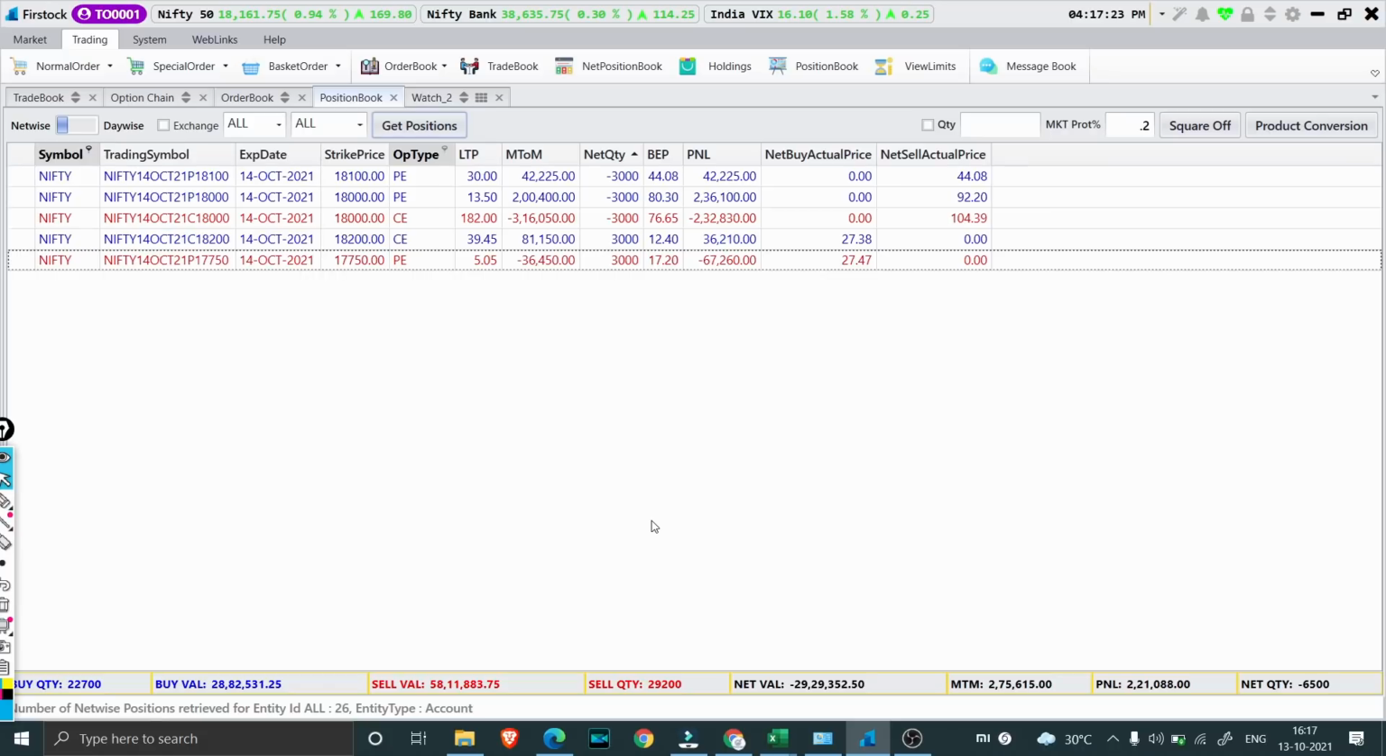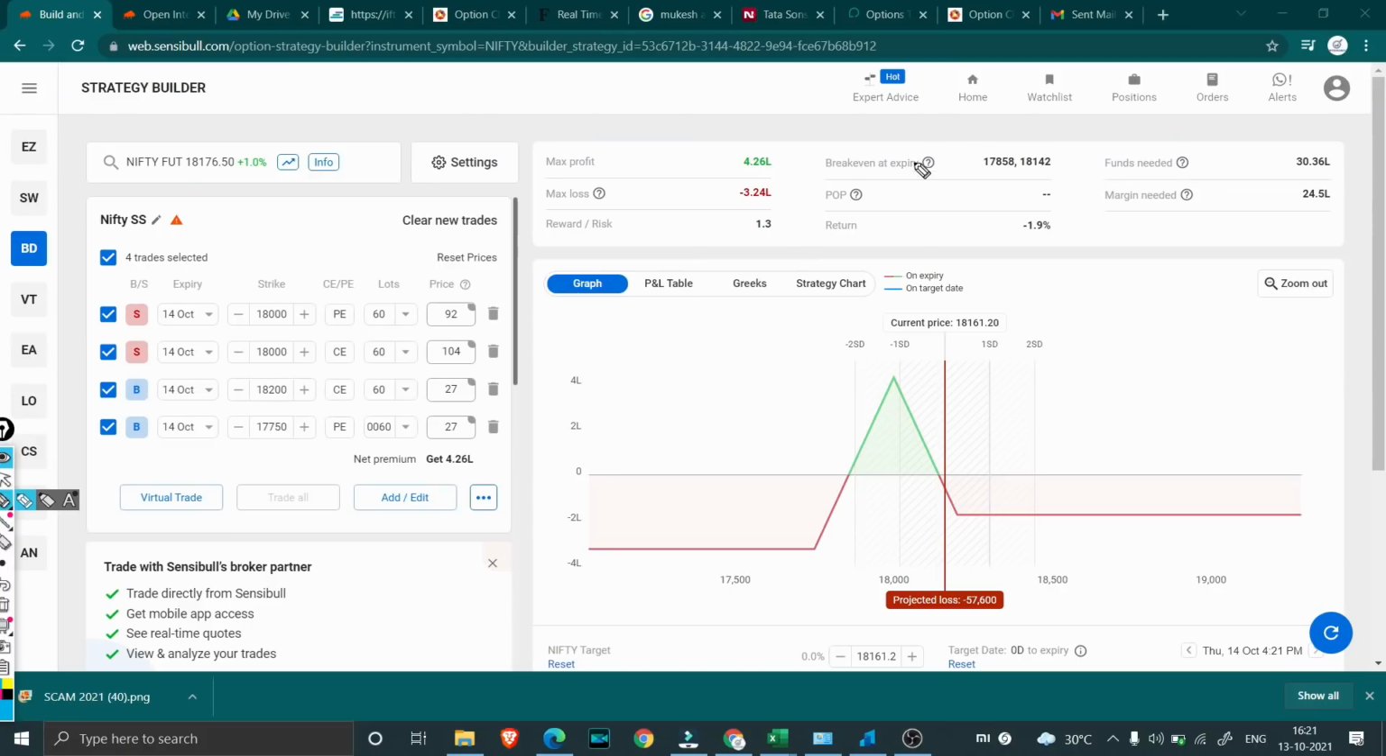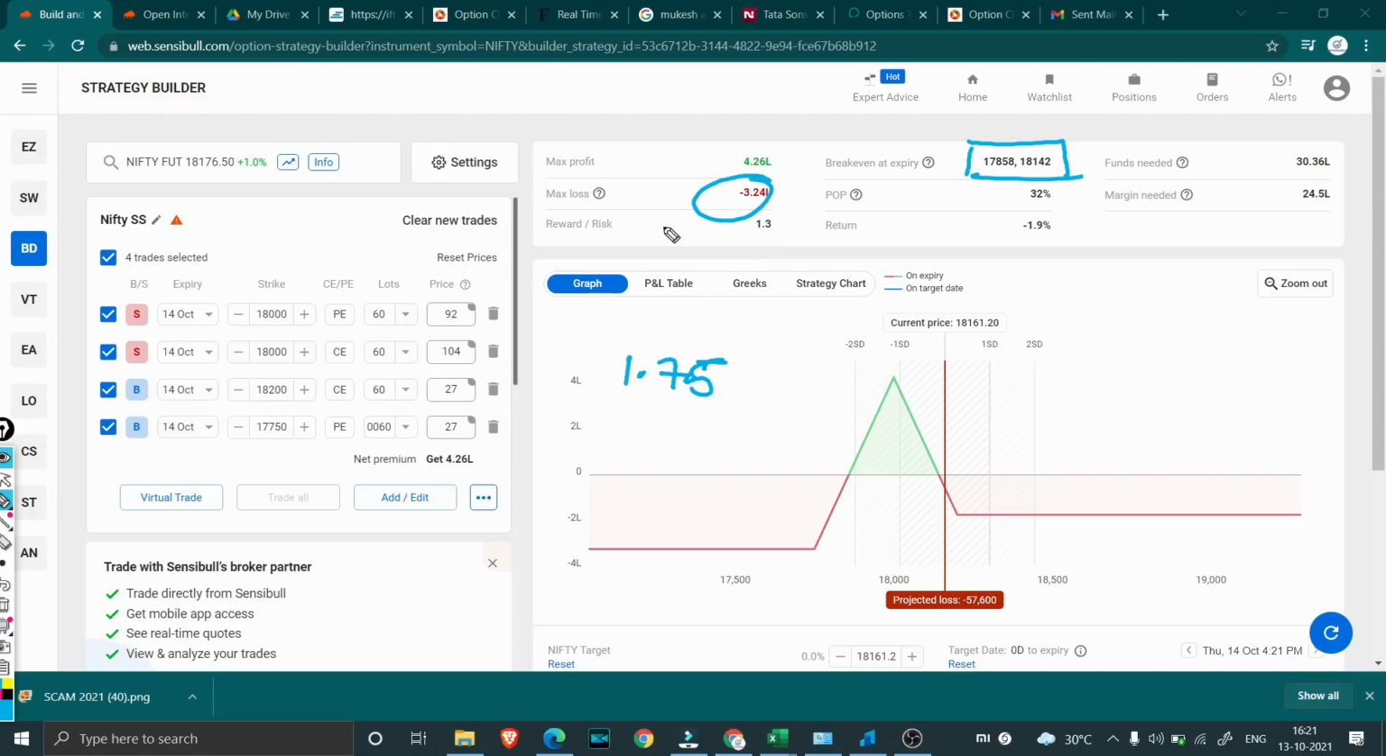So if we look at the actual prices in Sensibull, 92, 104, 27 as well as 27. Now coming to this position, you can see these were our actual break evens. And right now we have crossed our break even and we are having a loss. The maximum loss I have is 1.75 lakh, which is the maximum loss on the upside, whereas on the downside I have a loss of 3.24 lakh, because the hedge is a little farther away.